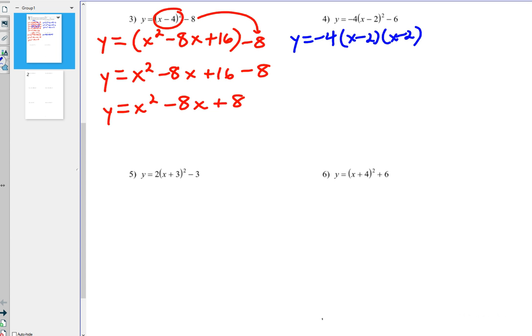But then I'm just going to do the shortcut, which is then to square x minus 2. X squared is x squared. -2 squared is +4. But I need the term in the middle. So x times -2 is -2x, but then you always got to double it. So it'll be -4x.